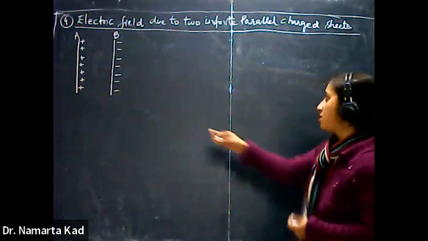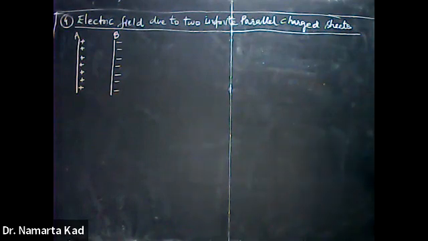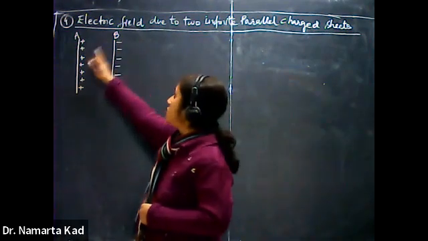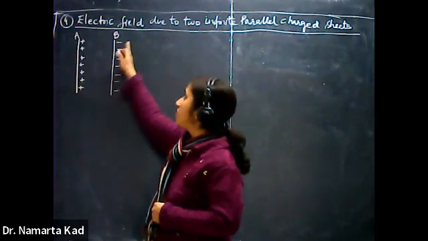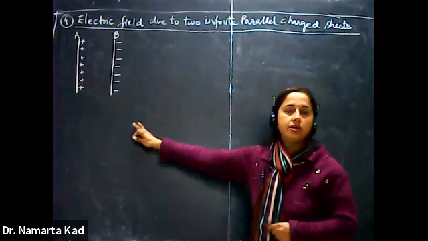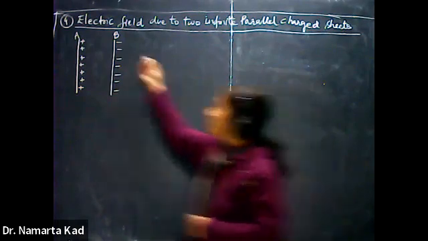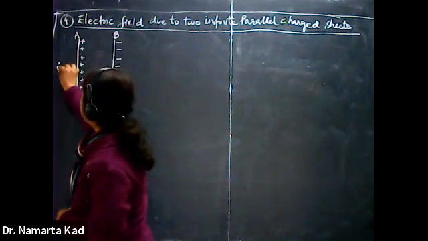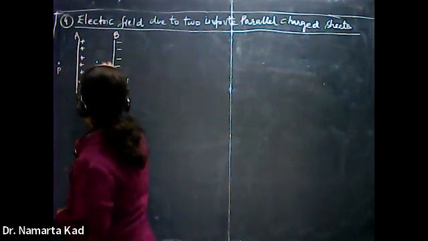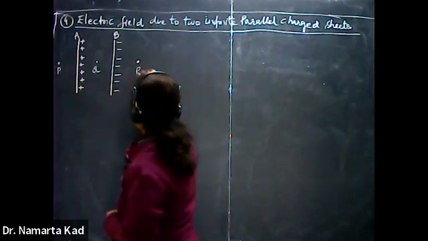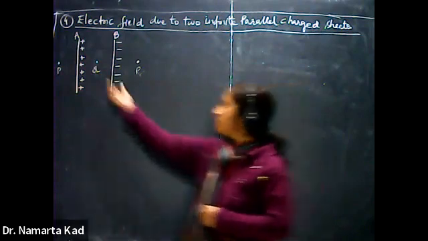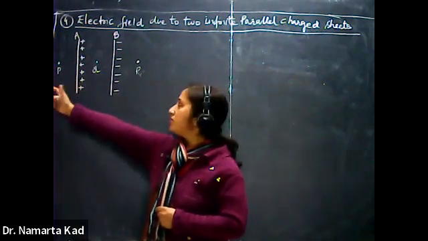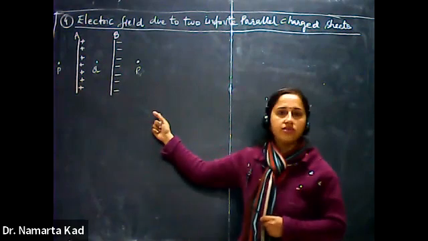What is sigma? That is the surface charge density. Here in this case we are considering two parallel charge sheets, sheet A and sheet B. On sheet A there is a positive charge, and on sheet B there is a negative charge. Now let's consider three points: point P, point Q, and point R, in three different regions. Q is in between the sheets, P is on the left side, and R is on the right side of the negative sheet.